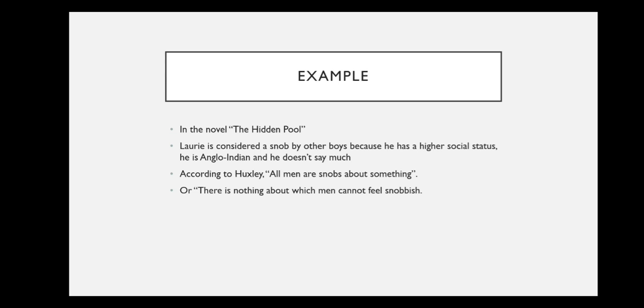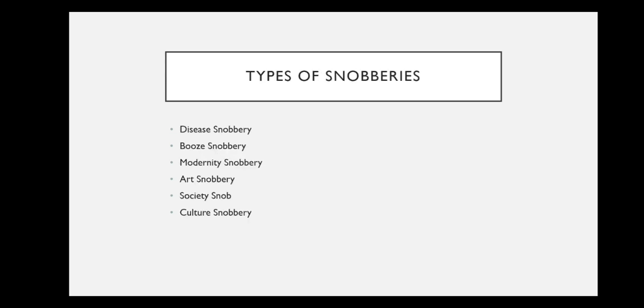Now we come to the essay Selected Snobberies. There are certain types of snobberies that Aldous Huxley has listed. One of them is disease snobbery. Now you all have an idea of who a snob is. A snob is a person who has an attitude of being better than the rest; he considers himself better than the rest in any respect.